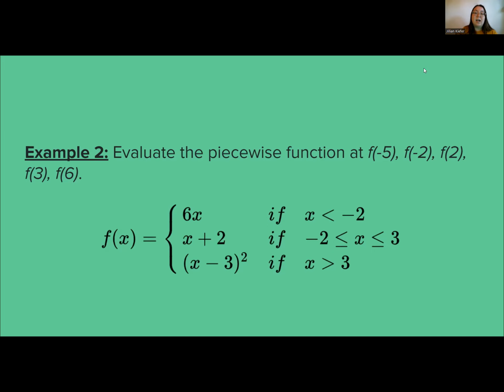So we see that we will use the different parts of our function, the different pieces of the function, depending on what the x value is. If the x value lies less than negative 2, if it lies between negative 2 and 3, or if it lies greater than 3, you'll use those different functions based on the value of x. And we're given 5 different values of x in this case: negative 5, negative 2, 2, 3, and 6. So we're going to evaluate each one of these values here in our notes.